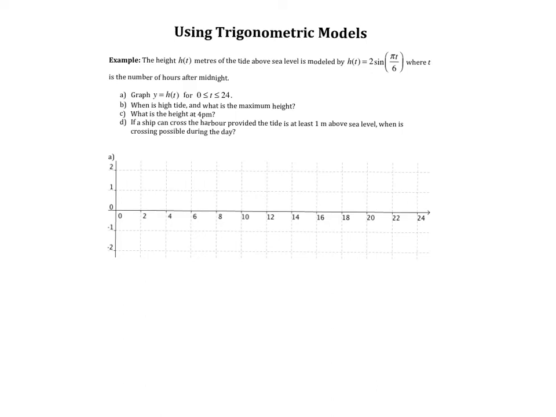Okay, so now we're going to use some trig models to answer questions. In this example, the height, h(t) meters, of the tide above sea level is modeled by h(t) equals 2 times sine of pi t on 6, where t is the number of hours after midnight. Graph h(t) for t between 0 and 24.